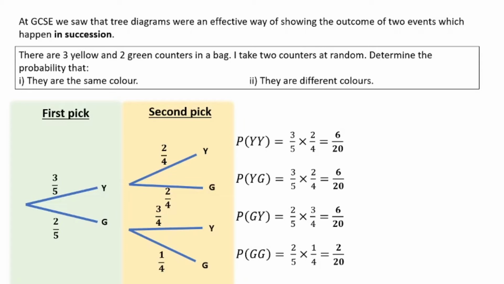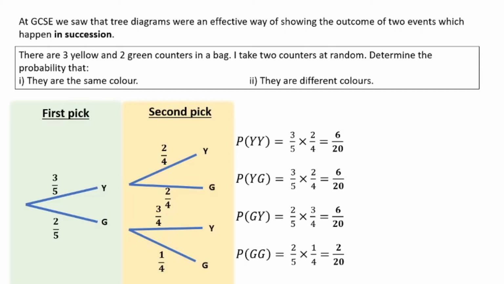Okay, a couple of sense checks, a couple of things to make sure you know that you've completed your tree diagram correctly. Each of the branches, the probabilities should add up to 1. 3/5 plus 2/5, that's 1. 2/4 plus 2/4, that's 1. 3/4 plus 1/4, that's 1.